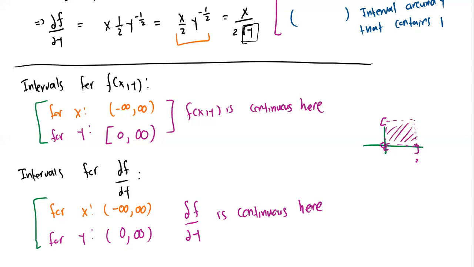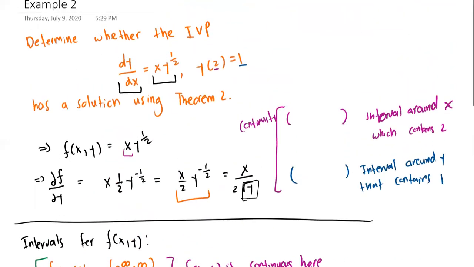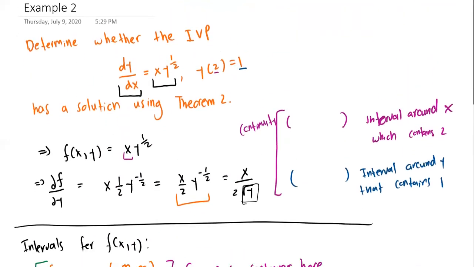So again, even though I'm writing them as intervals, think of these intervals as being the sides of a square. Now, we found the intervals for which our function and our partial derivative with respect to y are continuous. Once we have that, we need to make sure that the input x equals 2 and the output y equals 1 are in these intervals.